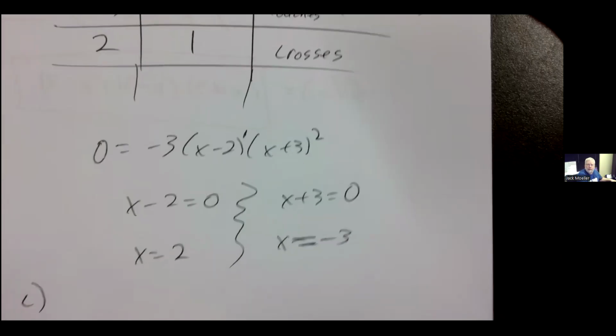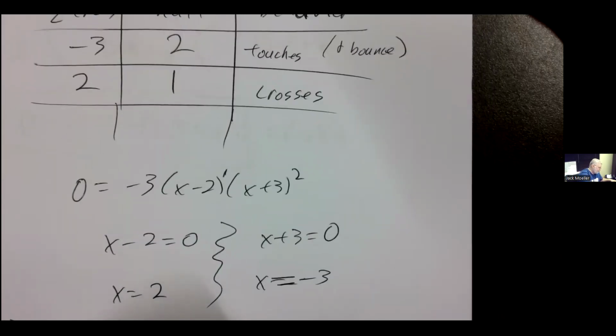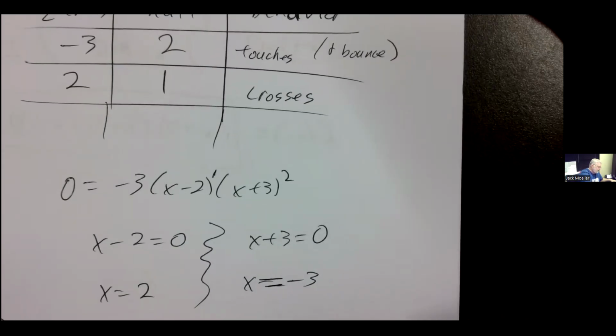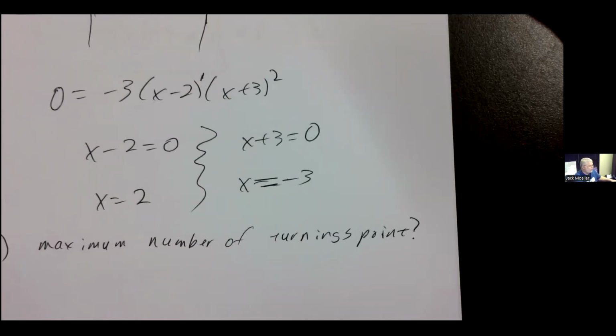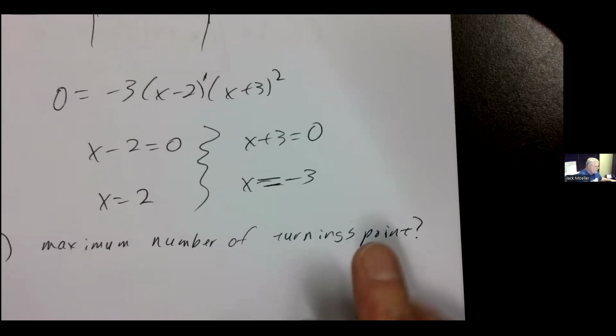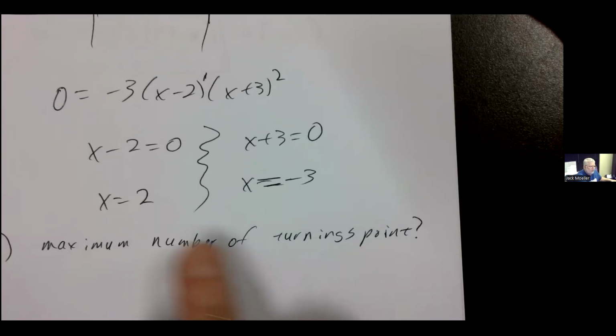So C is the maximum number of turning points. Now, one of the reasons this gets asked a fair amount is this is something that in calculus would be a much bigger deal. For us, all you need to know is turning points are your maxes and mins. Right? And so what's the maximum number? What you need to know is it's the degree minus 1.